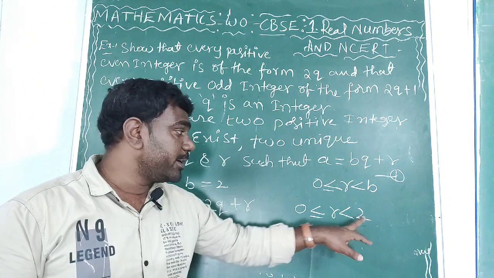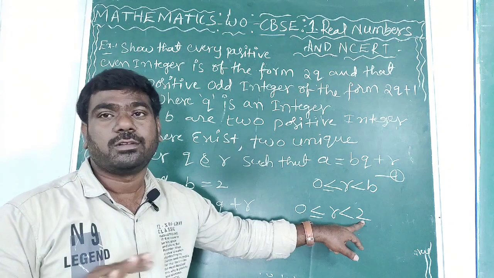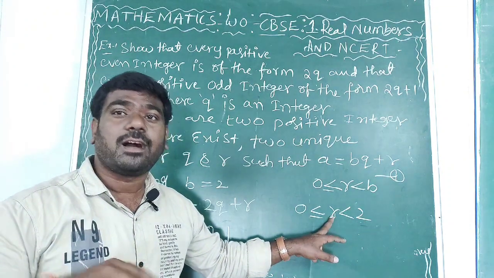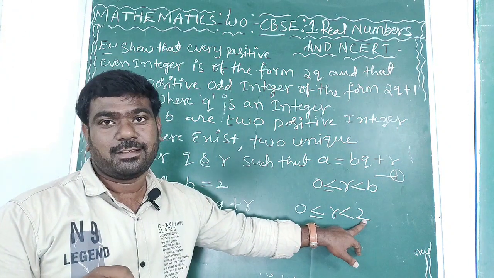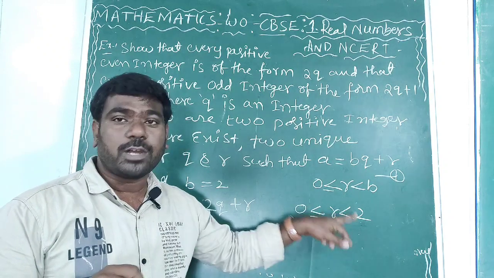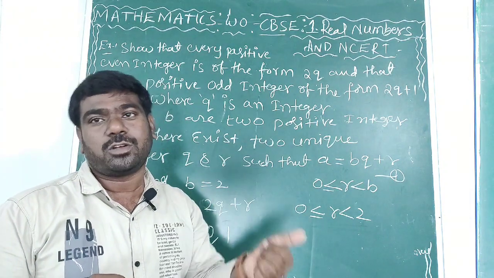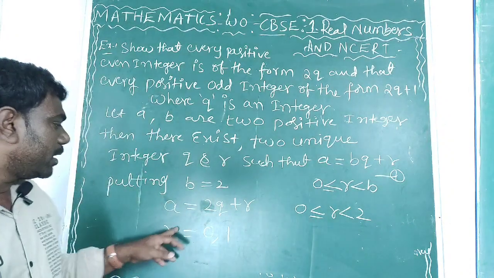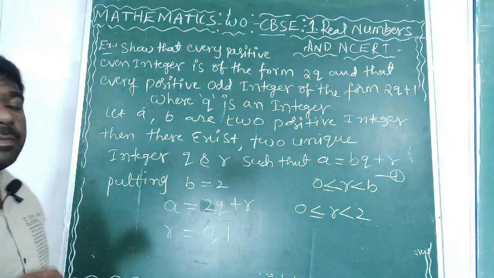So why are we not taking 2? Because our condition is that r is always lesser than the divisor. So 2 less means 1, so 0 to 1 only we should consider. How many numbers are in between? Only 2, 0 and 1. So I am taking r is equal to 0, 1.